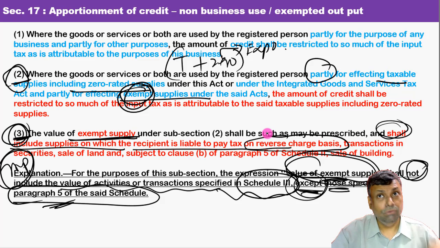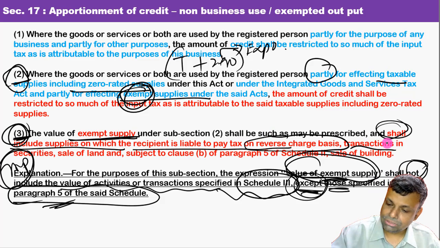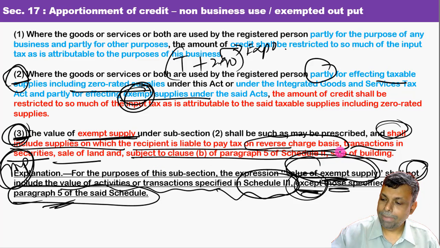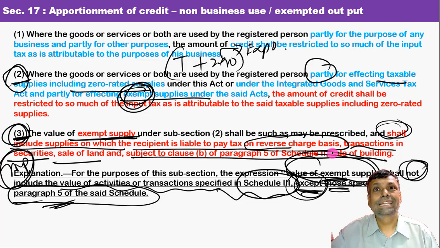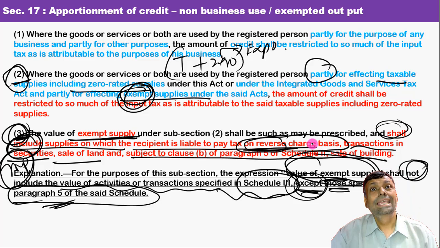Okay, so the exempt supply for this particular purpose is going to include the tax which you have to pay on a reverse charge basis, transaction in securities, sale of land, and subject to clause B of this particular paragraph 5 of Schedule 2, that is basically your sale of building where the occupancy certificate is already received. In other words, the exempted supply will include all these items on a reverse charge basis. In other words, input tax credits in relation to these outputs. Keep this in mind. Input tax credit in relation to these outputs will be taken as exempted supply.